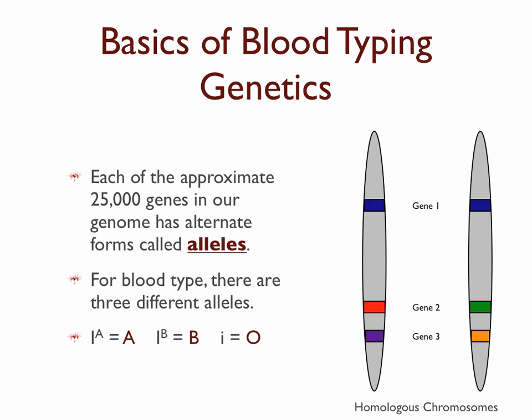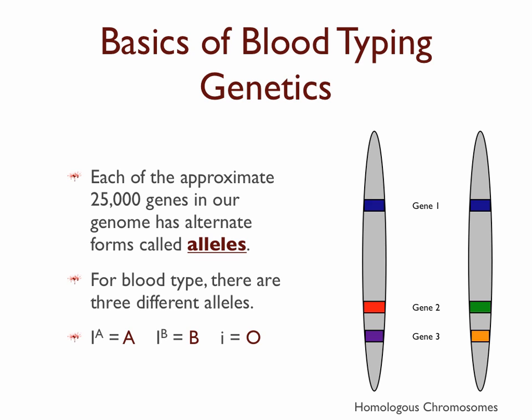The reason you may have different versions of each gene is because in sexually reproducing organisms like humans, each parent contributes one allele to their offspring that may or may not be like the other parent's allele. So in other words, your DNA contains one allele from your mom and one from your dad for each of the genes in your genome, including those that determine blood type.